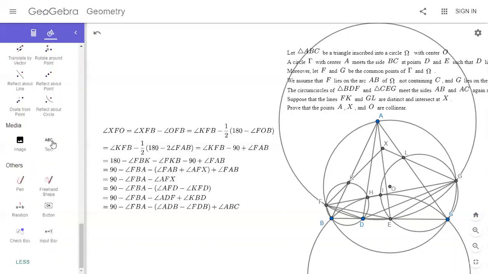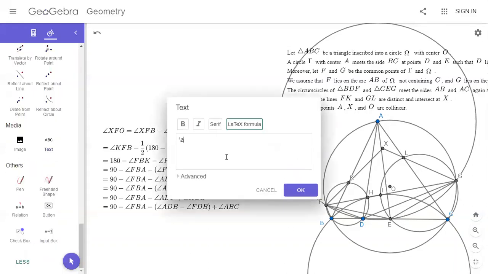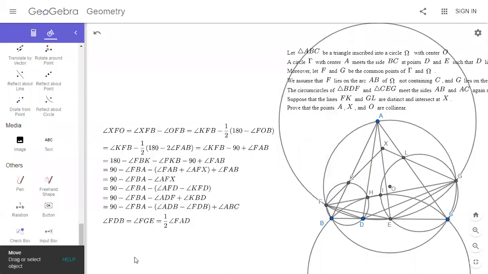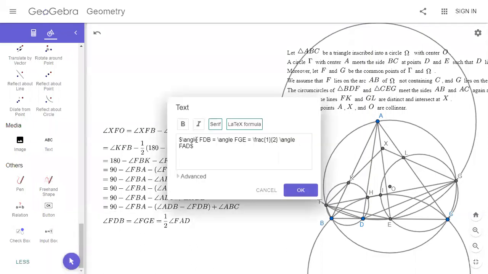So I'm gonna write out a few steps here. So, oh no, this is half of angle FAE.